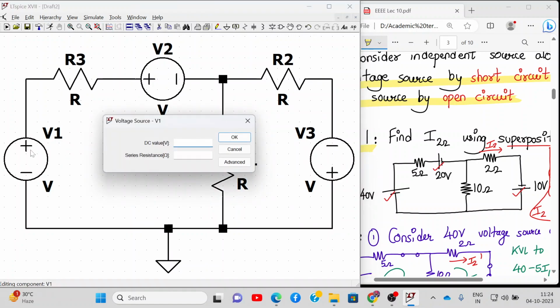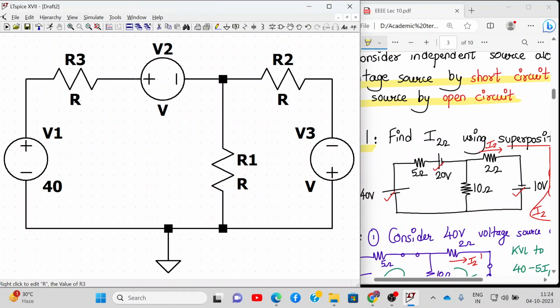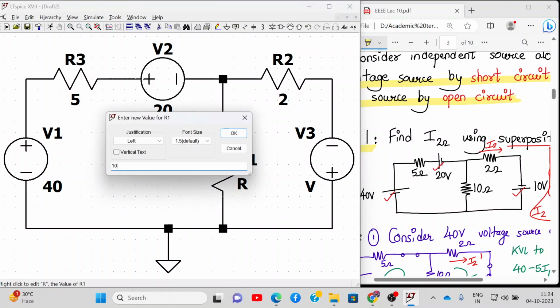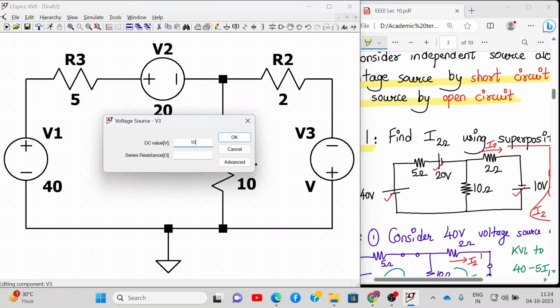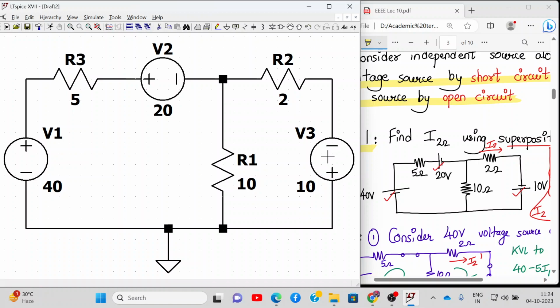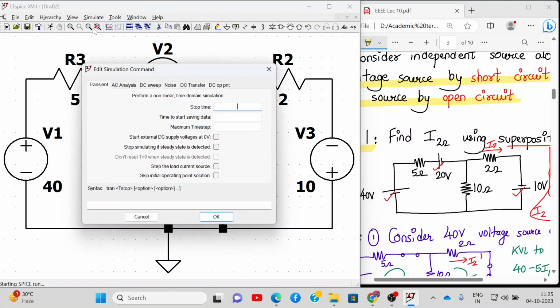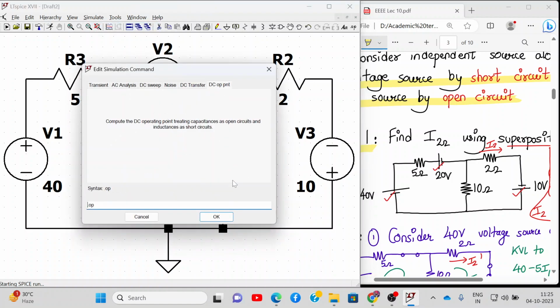Now next, this will be around 40 volt. This resistance will be 5 ohm. This voltage source will be 20 volt. This will be 2 ohm. This is 10 ohm, and this will be 10 volt. All right. So this is my circuit which I have made. And remember, current flowing out of the voltage source in LTspice is considered to be negative. So simulate, run, DC operating point.